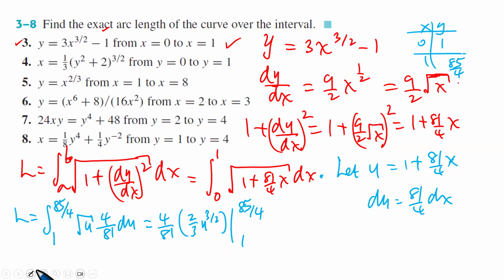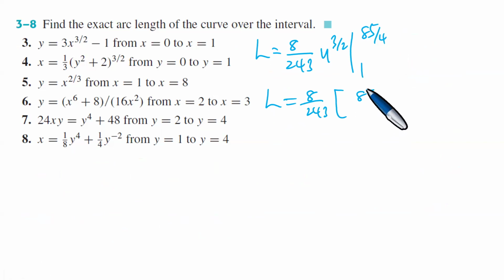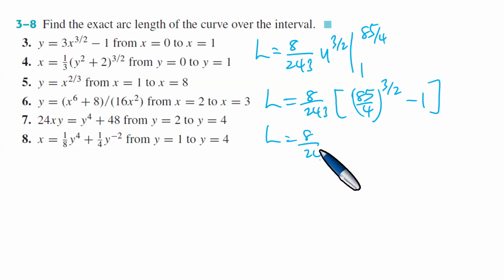Okay, let's substitute everything here. 85 out of 4, 3 over 2 subtracted 1, and this is the answer. Right, this is the answer. It can be written in so many ways. For example, you can write it as 8 out of 243.